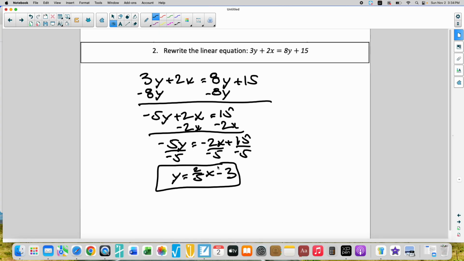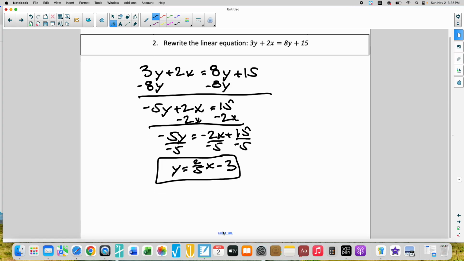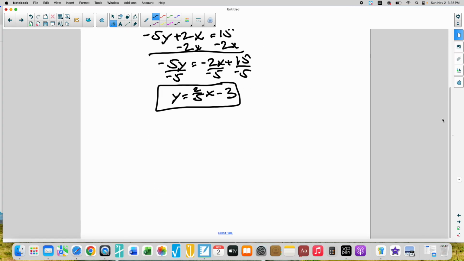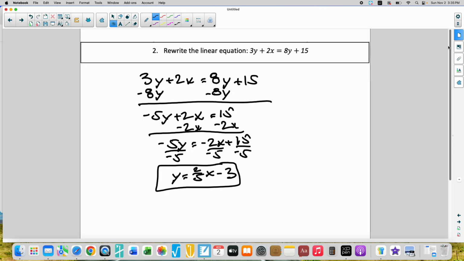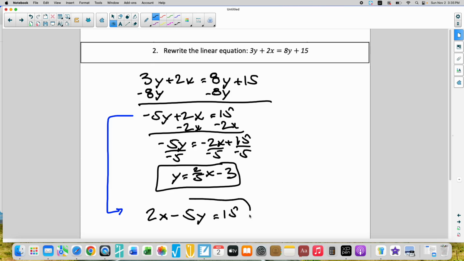That is slope-intercept form. Now we can write it in standard form. We don't have to go back to this. We can actually go back to the original one because we're very, very close there. Negative 5y. I'm going to write the x first, actually. I'm going to write 2x minus 5y equals 15. And that would be standard form.